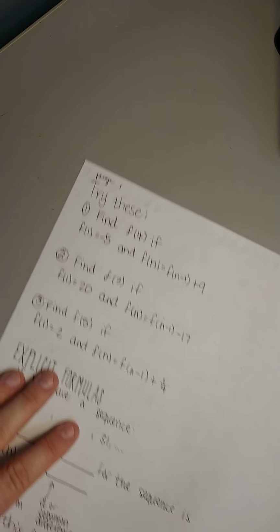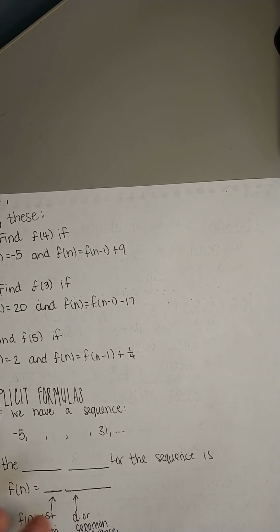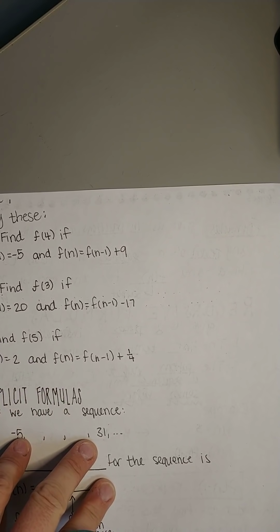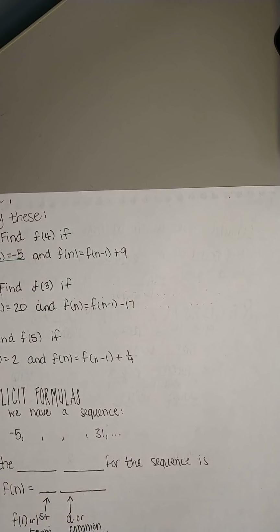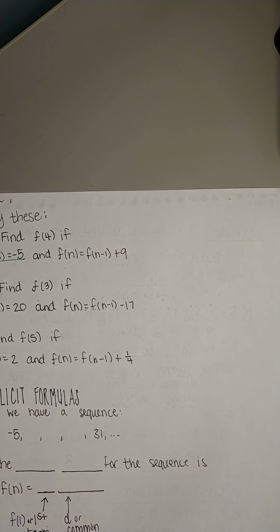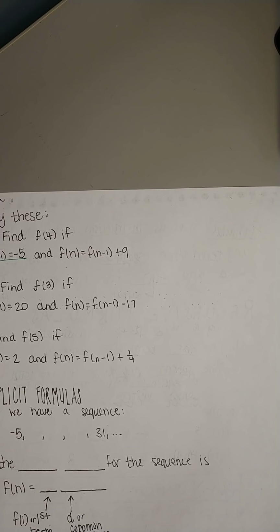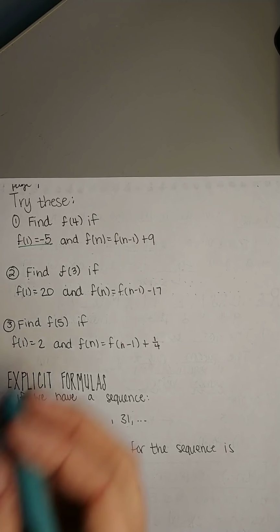But let's try a couple of these. So we want to find f of 4 if f of negative 1 equals 5. So here's my first term. And f of n equals f of n minus 1 plus 9. So to each of the previous terms, I am going to add 9. So here's how this works.